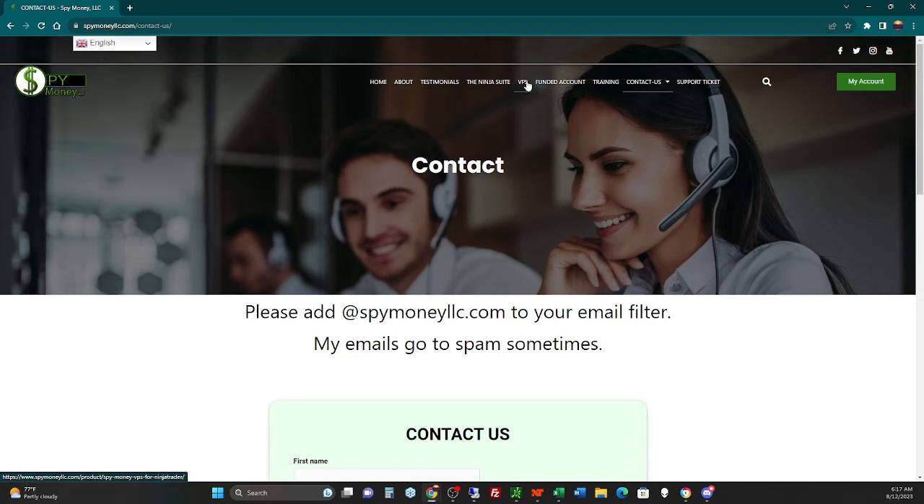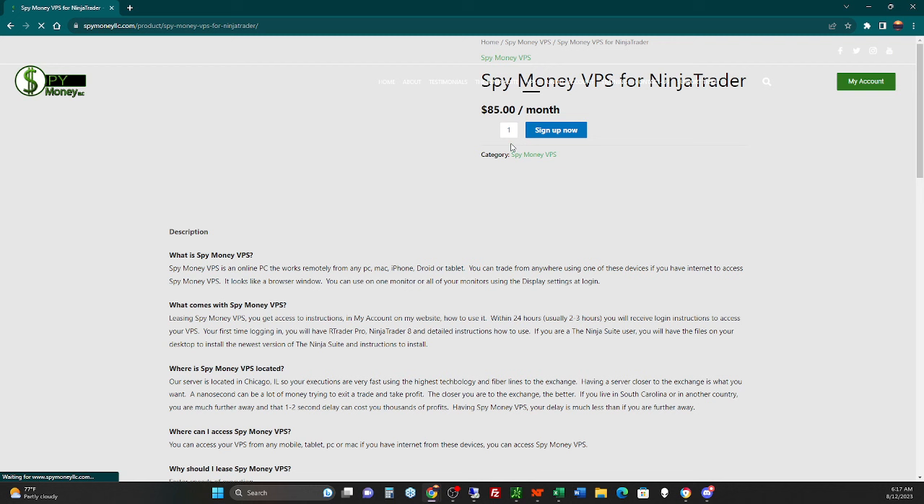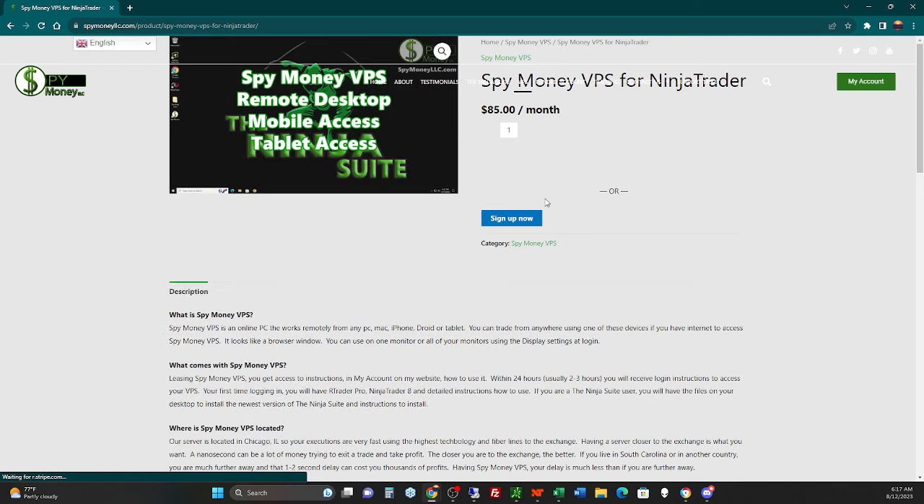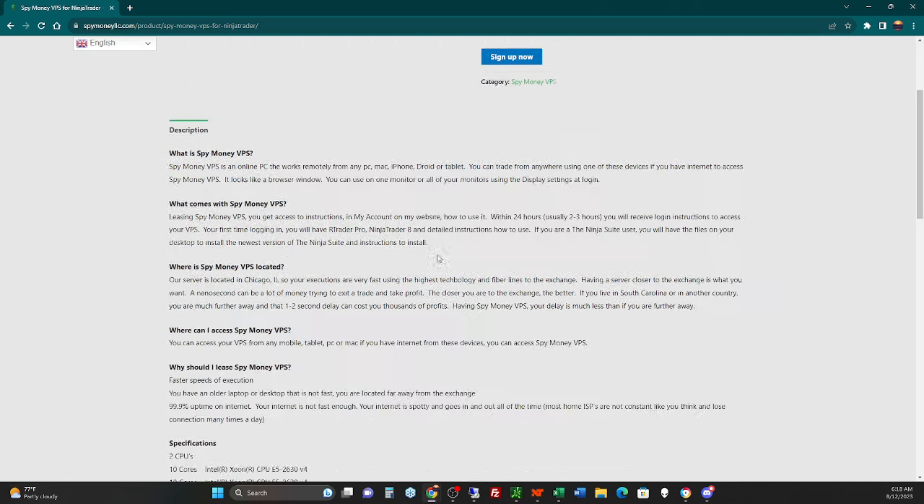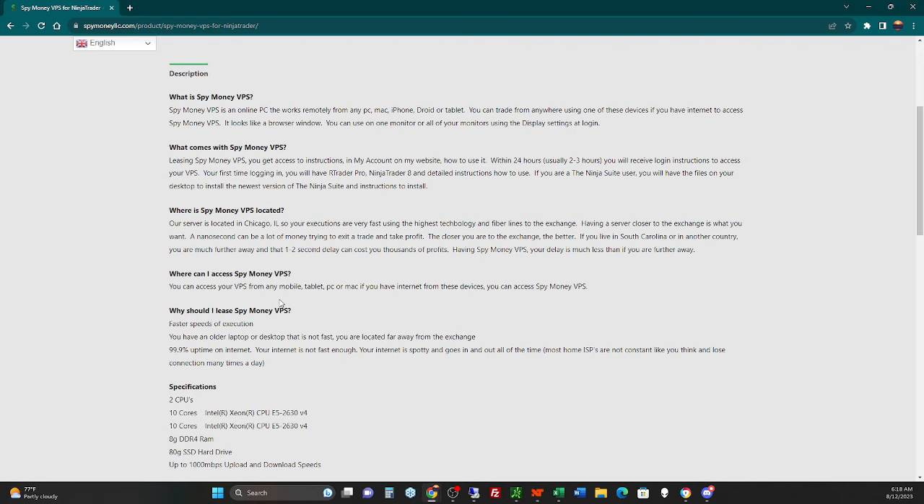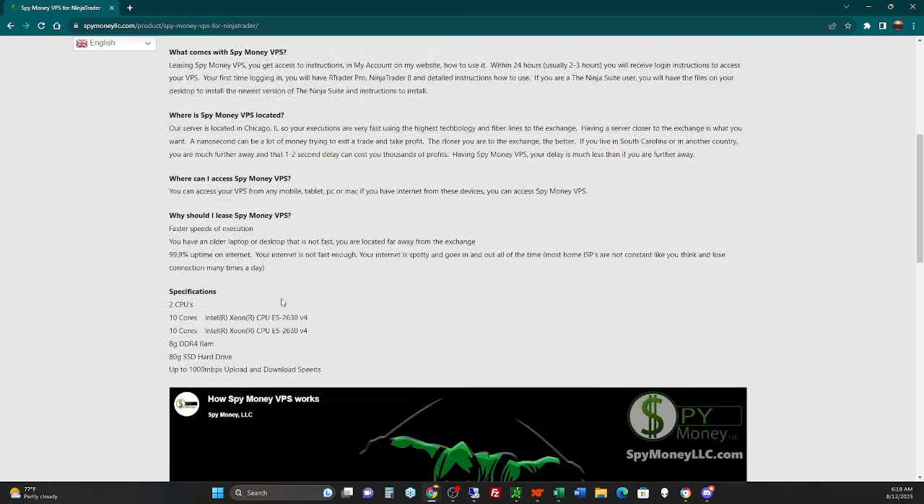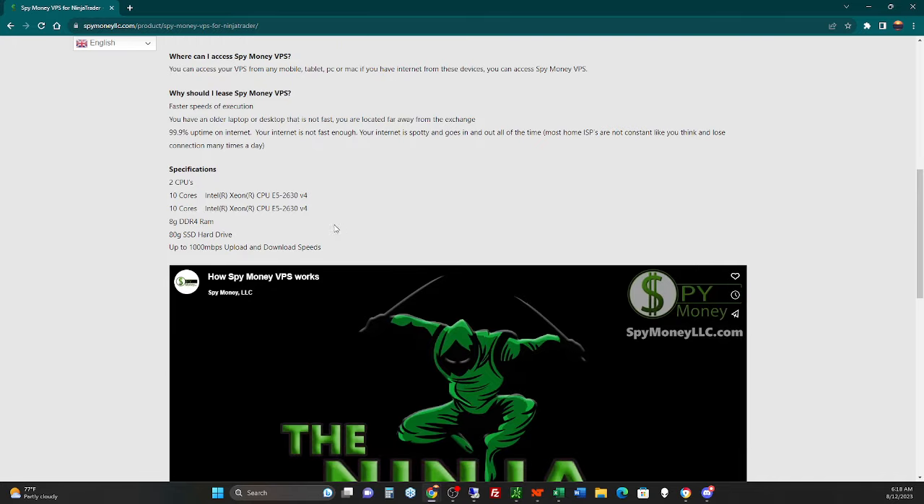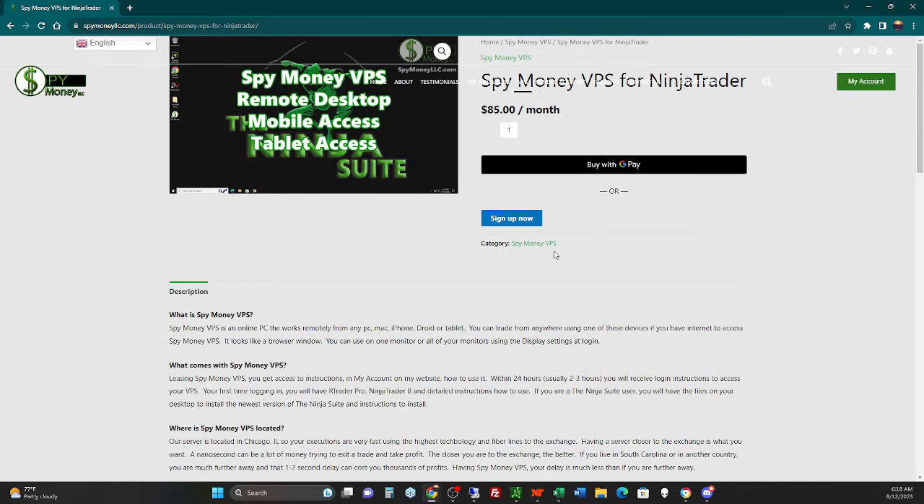We also have a VPS service, so if you have an older computer or something, then you can go ahead and sign up for the VPS. Here's all the specs. It's located in Chicago, so the executions are faster than if you were, say, in Florida. But it does a really good job. People are happy with it. It's only $85 a month. You can access it from a tablet, from your phone, or another computer. Say you have a work computer and a home computer, you can access it from both. So this actually makes it a lot better. That way you're not trying to update each computer that you want to use.